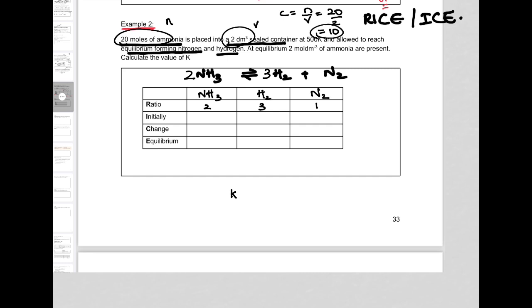Initially, this is what I have. I have 10 mol per dm cubed of ammonia. This is the reactants. So initially you have a certain amount of reactants, and initially the amount of products is 0. Then it says that at equilibrium 2 mol per dm cubed of ammonia is present. So at equilibrium I have 2 that is left. So how much has been used up? It has decreased by 8.